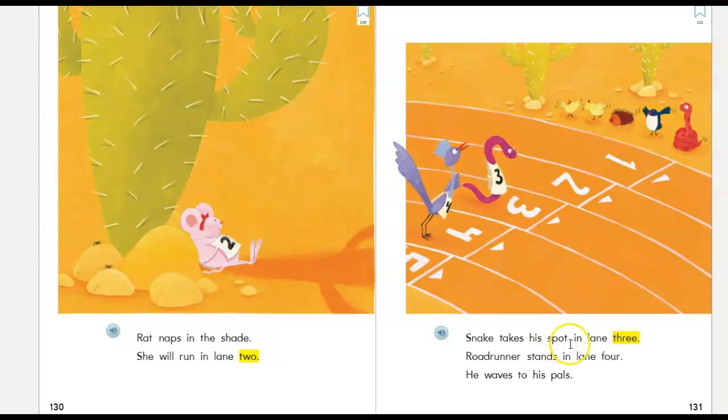Snake takes his spot in lane 3. Roadrunner stands in lane 4. He waves at his pals.